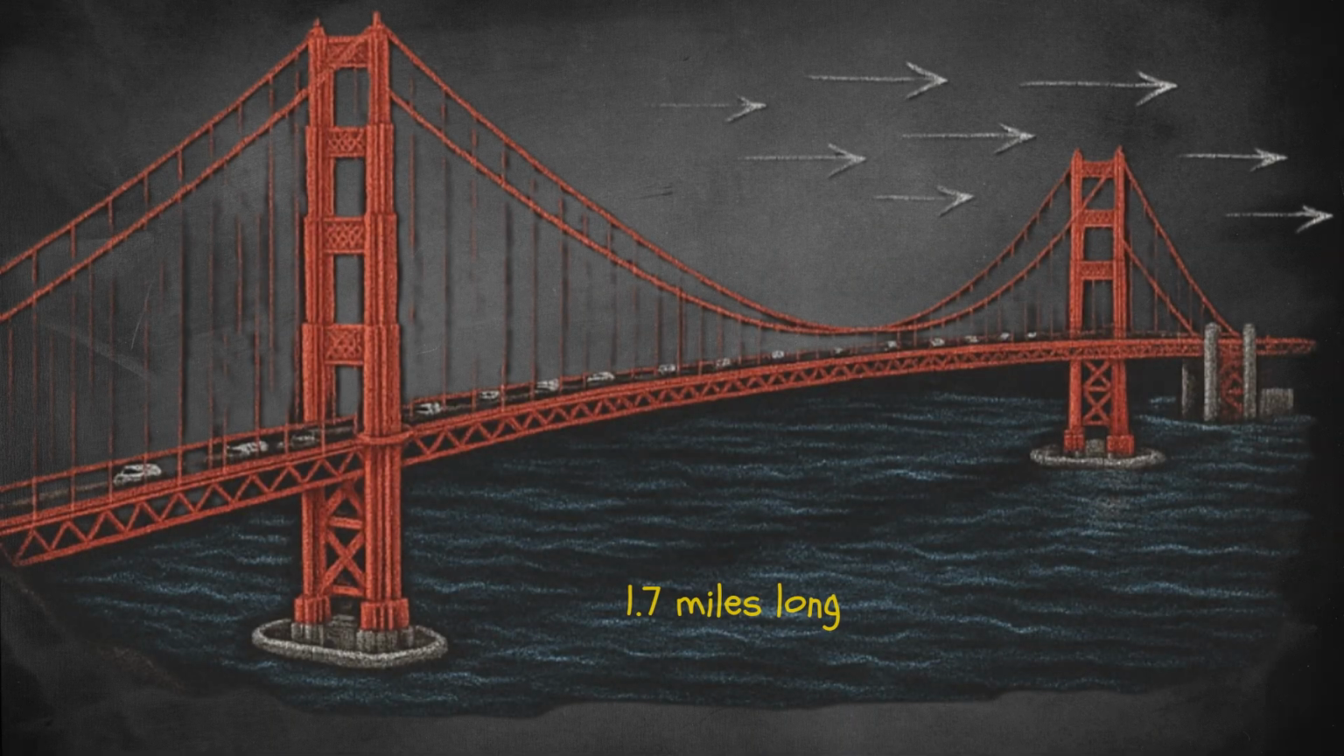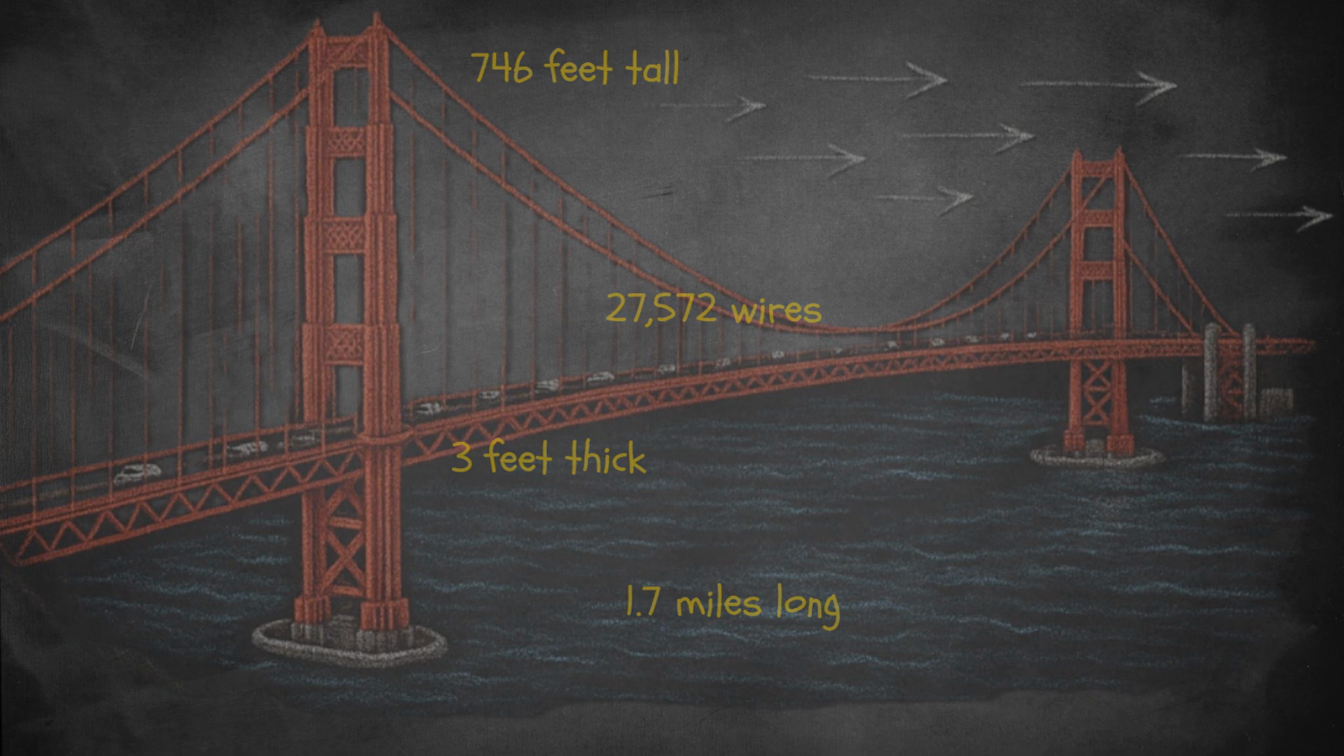Engineers now use wind tunnels and computer simulations to predict and prevent resonance. The Golden Gate Bridge spans 1.7 miles and stands 746 feet tall. Its main cables are over 3 feet thick, made from 27,572 individual wires, enough to circle the Earth 3 times. Engineers allowed slight flexibility so it could breathe with the wind.